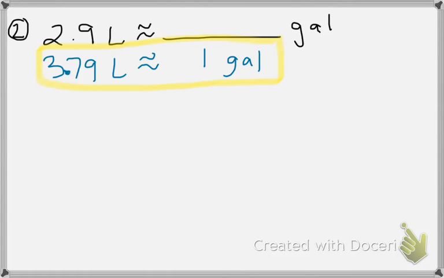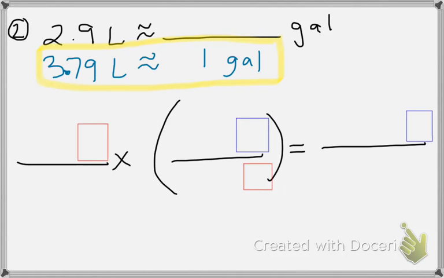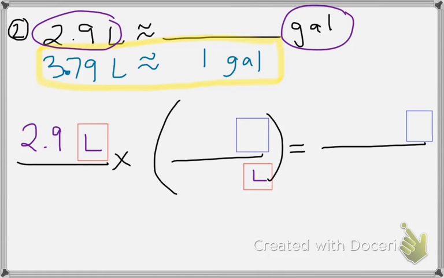So now let's make our formula, and then we plug in. The first fraction is what we have: 2.9 liters. That's what they gave us. We put our liters in that box, and we also put liters in the box in the denominator, the units that we start with. And then in the blue boxes, the unit that we want. We want gallons, so we put GAL. Then the relationship between the two that we got from that table: 1 gallon is approximately 3.79 liters.